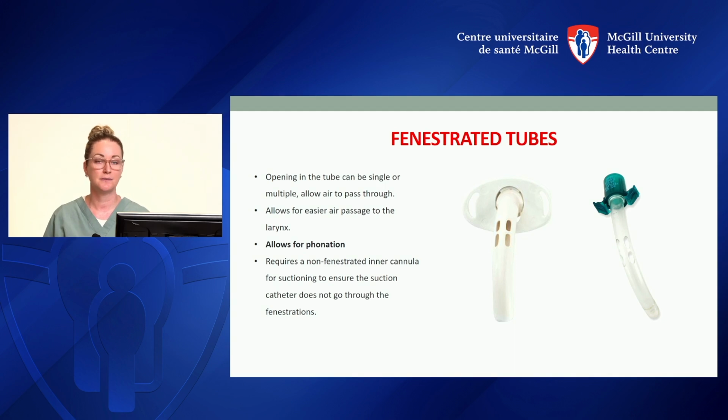It requires a non-fenestrated inner cannula for suctioning. So you can't suction a patient with a fenestrated tube with their fenestrated inner cannula in place. The reason being is that your suction catheter could go through the little holes at the back wall and actually cause trauma to the back wall of your trachea. So you have to take that inner cannula out and replace it with a regular inner cannula so that you can suction the patient adequately.